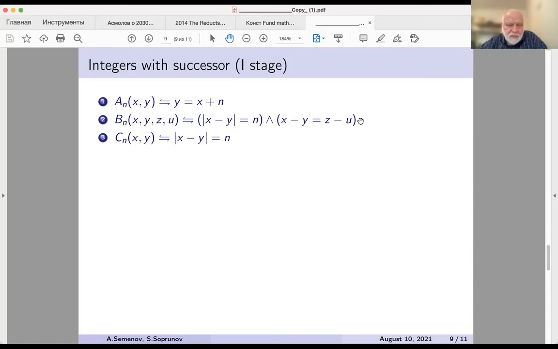So let's start with Cn, with the third case. Cn means that the distance between x and y equals n. And the second case is that for the same x and y, the distance between x and y is n, and the distance between z and u is also n, and xy and zu are oriented in the same direction. So if y is greater than x, then u is greater than z. So this is the series, and not immediately, but in some time, some of the participants discovered these three infinite series.